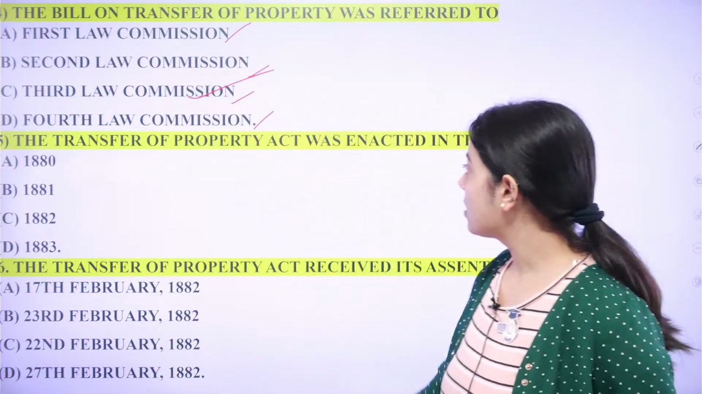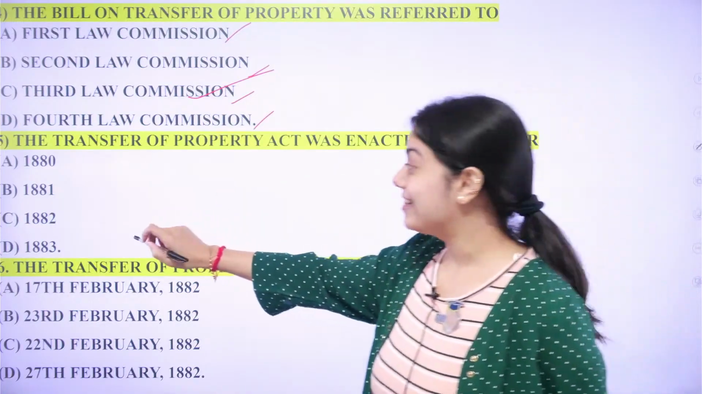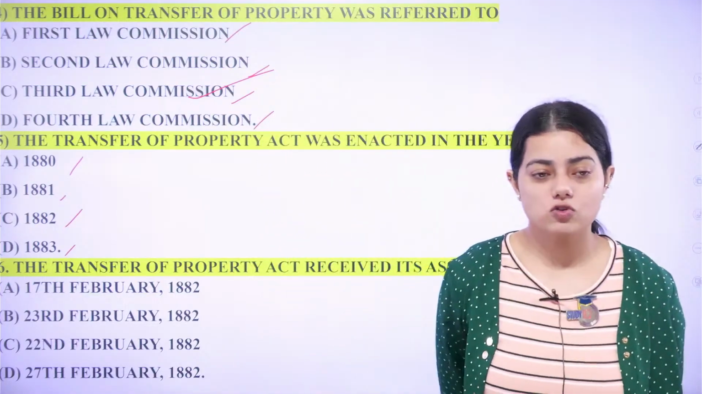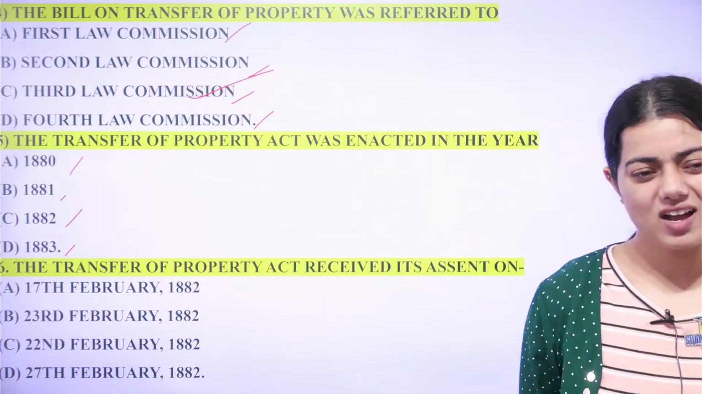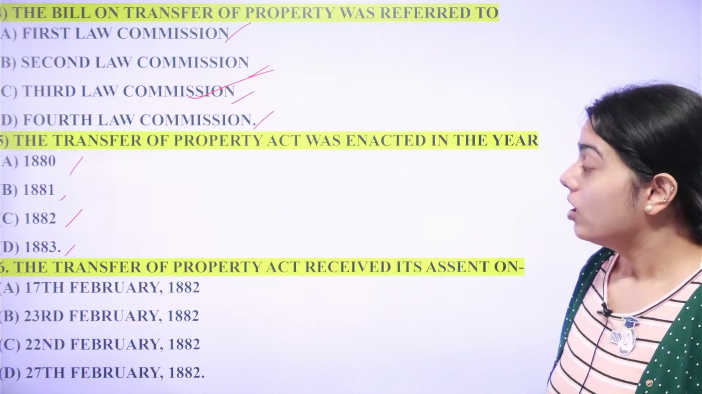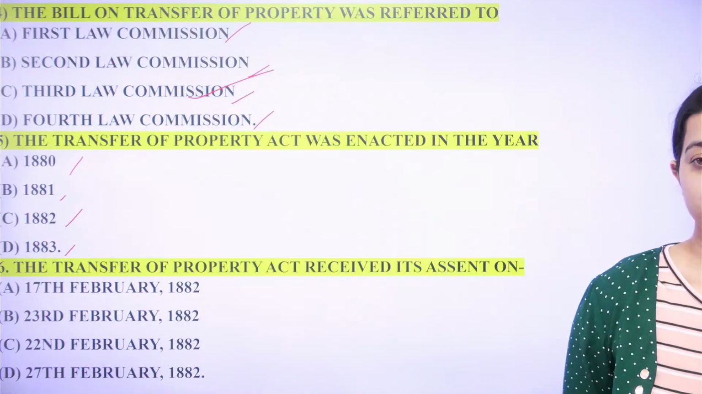Let's move forward. The Transfer of Property Act was enacted in the year. I don't think it can get easier than this. 1880, 1881, 82 or 83. Let us give time to those students also who are just joining in. Answer this question. Ratnakar Yadav, you have written 4D. No. Option number C is the correct answer of question number 4.